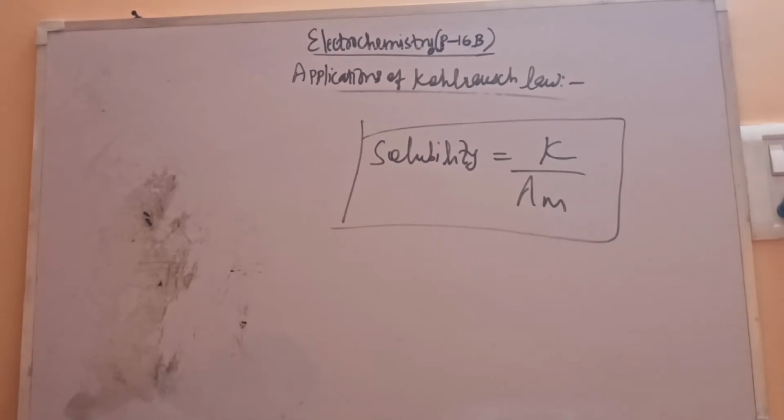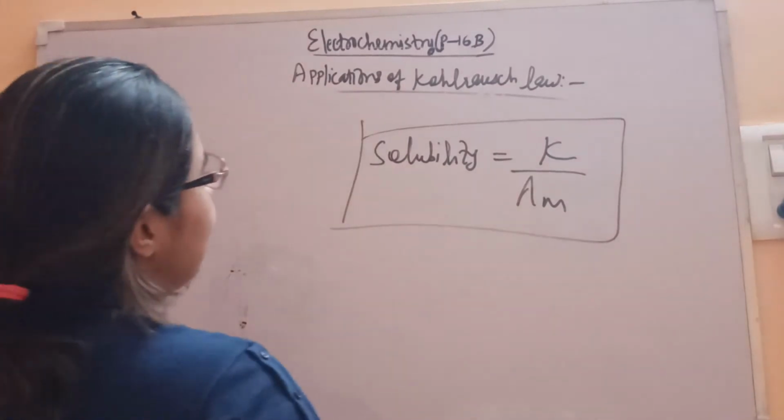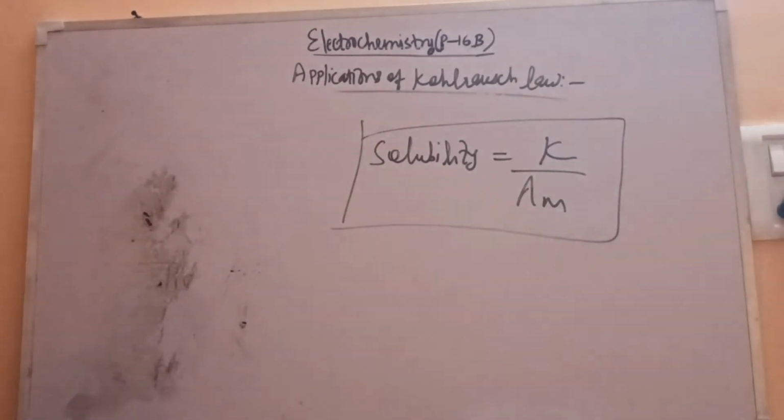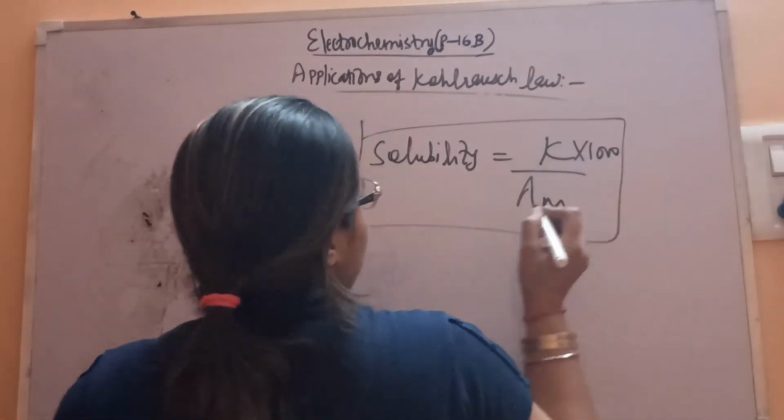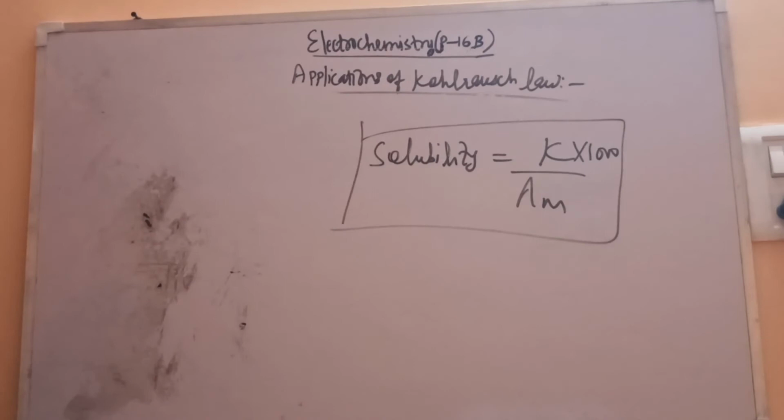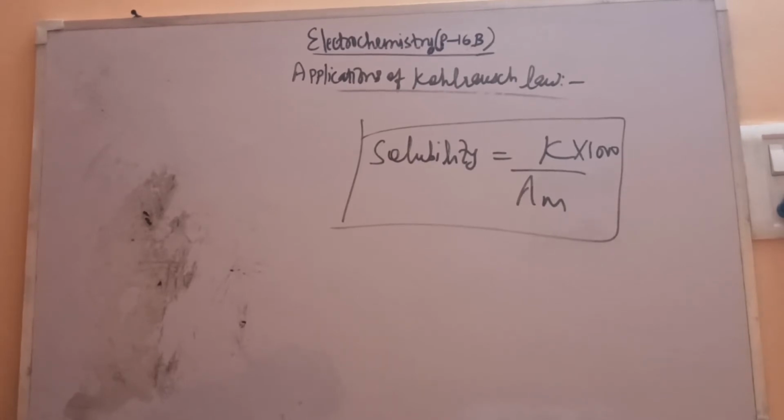So this is all about its application that we have finished with. Fine. So a factor of 1000 you can consider here. Now let's see with the help of numericals. We'll take one numerical here. As the question is very big, we'll solve only one.